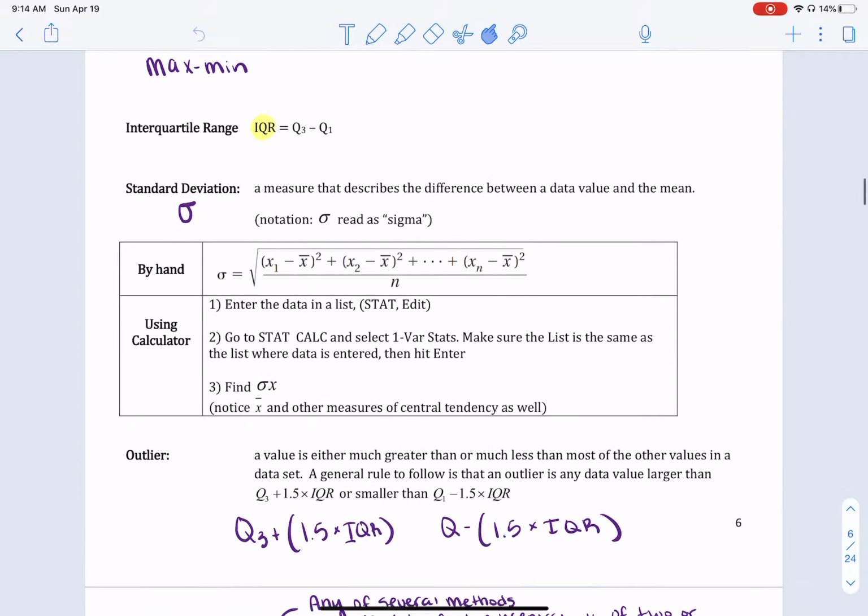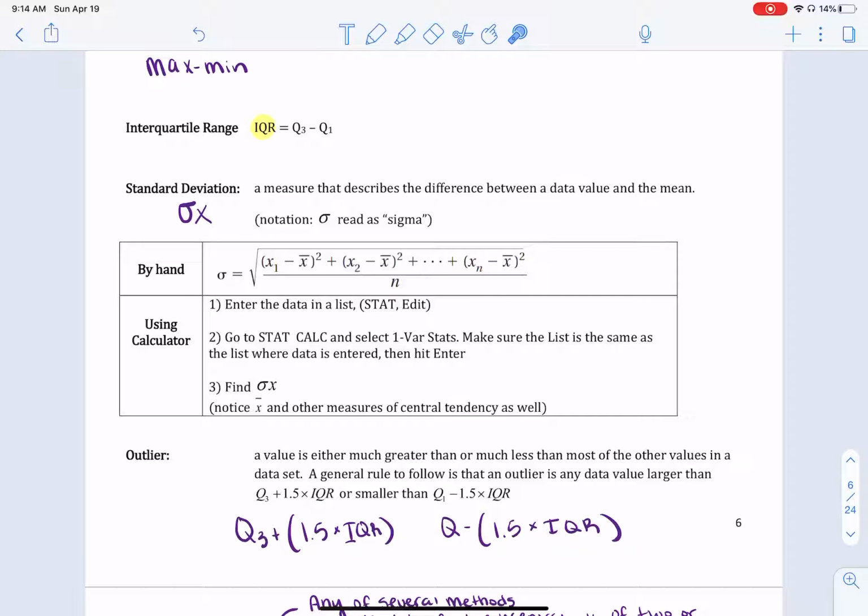All right, standard deviation. That's something we're going to talk a lot about in this chapter. The standard deviation is a measure that describes the difference between a data value and the mean. So it's like when you have your mean or your average, well, how far away are those numbers from the mean? That's our standard deviation. You can do that by hand, but it's definitely quite a bit of work.